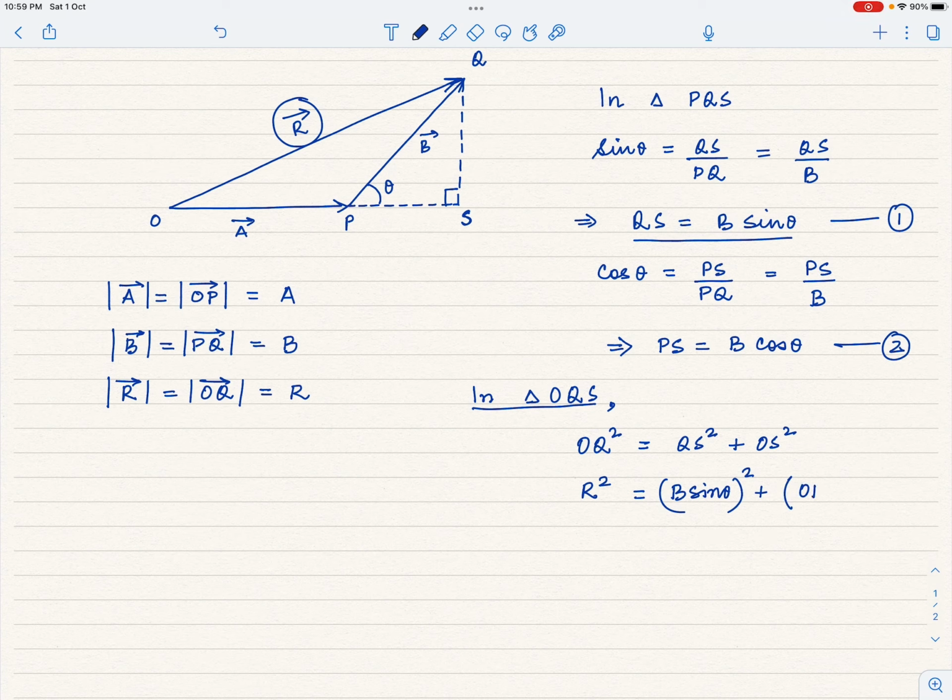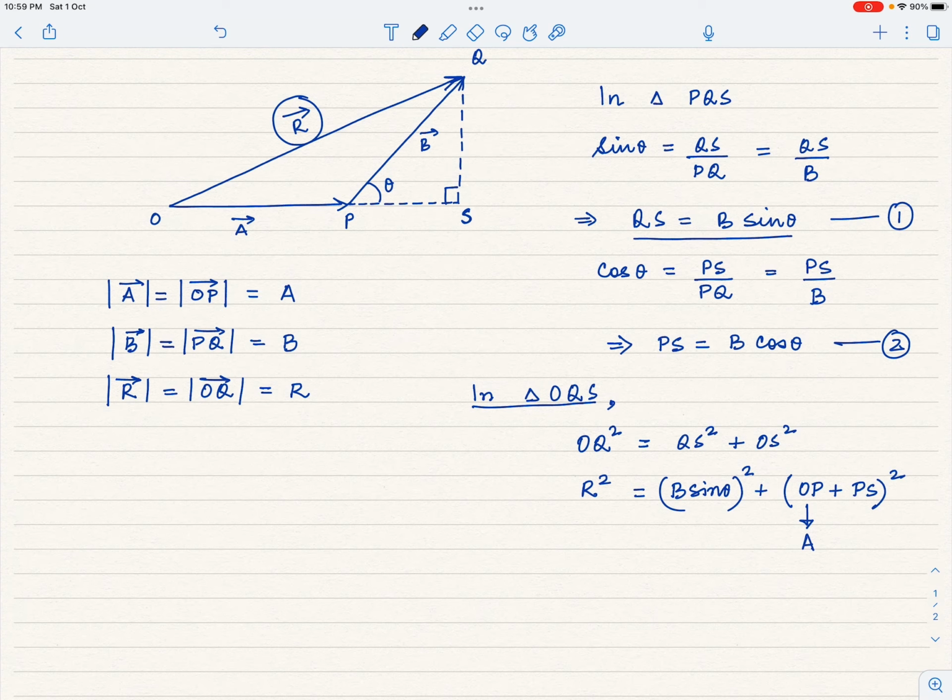So this can be written as OP plus PS whole squared, where we know that OP is nothing but the magnitude of vector A, so this can be written as A, and PS we have just now calculated from equation number 2, it is nothing but B cos theta. So, we can rewrite for R squared, it is B squared sin squared theta plus OP which is A plus PS which is B cos theta whole squared, and now we can open up this bracket.